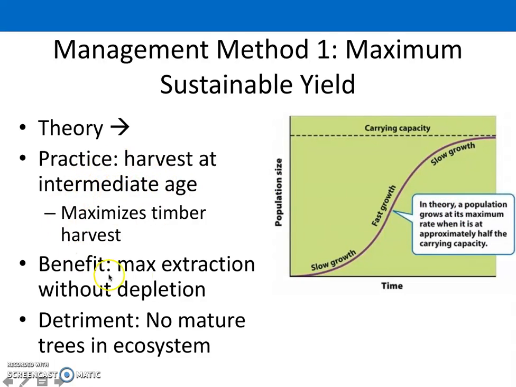So that's the practice. The benefit is that you get maximum extraction without depletion of the resource, which is great for production, but also great for sustaining that resource. The detriment to this is there are a lot of other organisms that rely on mature trees. But if you're harvesting all of the trees at intermediate age, the forest never develops mature trees. And so you're going to limit the number of organisms that can actually live in this forest. So you're not really maintaining the ecosystem functioning of that forest.